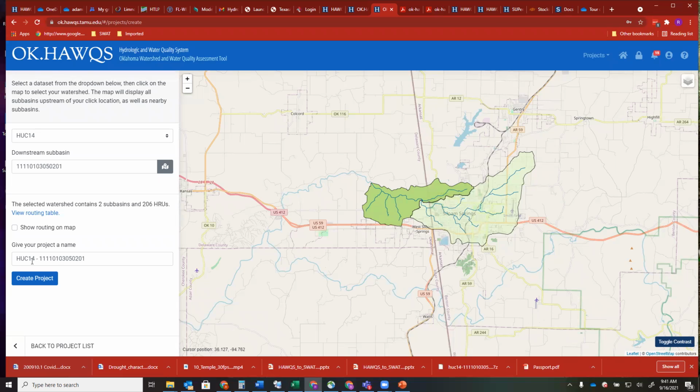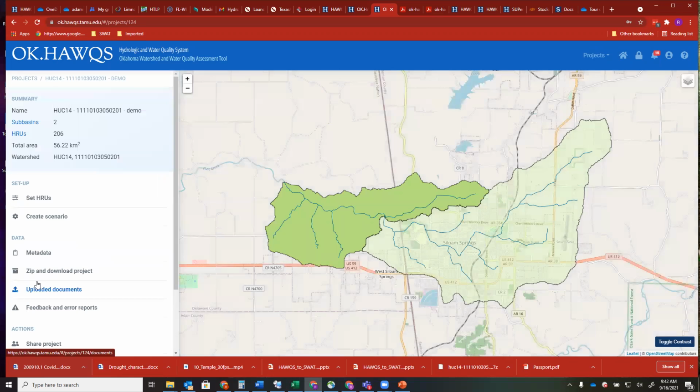Okay, so since I already have a project with the same name, I'm going to call this my demo. You just give a name for your project and you say create my project. So in a fraction of a second, you are able to create a SWAT project for that specific watershed that you are interested in. In this particular watershed, it's got 2 sub-watersheds, okay? Its total size is about 56 square kilometers, or roughly about 20 square miles, okay? 20 or 22 square miles. And it has about 206 hydrological response units.